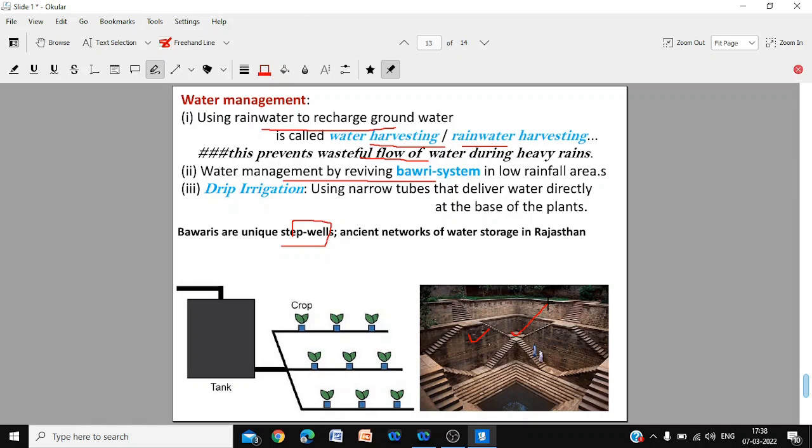You can revive that. Drip irrigation, by using narrow tubes that deliver water directly at the base of the plant. See, narrow tubes. Here we have a tank. Very narrow tubes are there. So narrow tubes mean very little wastage of water and delivery of water directly to the base of the plant.